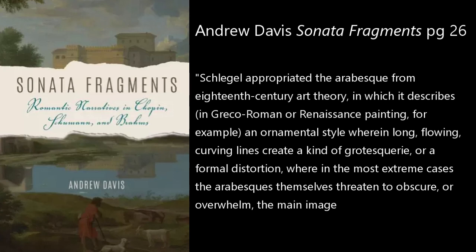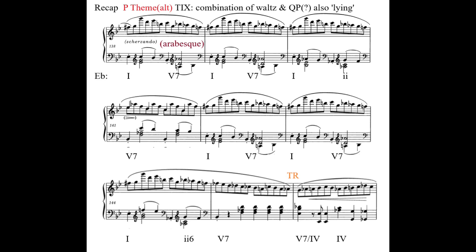The arabesque is probably more familiar to us as a position in ballet, but a secondary definition is an extremely ornamented, even baroque, variation of an idea. An ornamentation so complex and grotesque that it actually obscures the original subject. I believe this concept of the arabesque applies not necessarily to the sonata form of this entire ballade, but absolutely to this iteration of the primary theme that opens the third rotation.